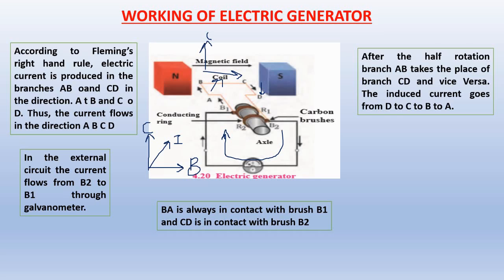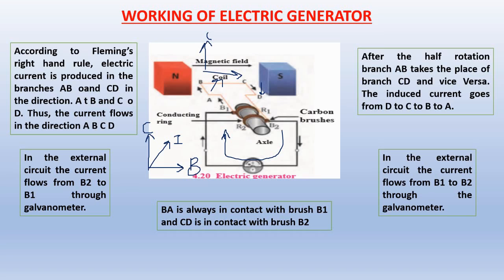Now see students over here, the direction of the induced current has changed. First it was from ABCD, now it flows from DCBA. How? Let us understand. Now according to the Fleming's left hand rule, this magnetic field and the movement of the coil are perpendicular to each other, right? So that is why the current is flowing from DC to BA.